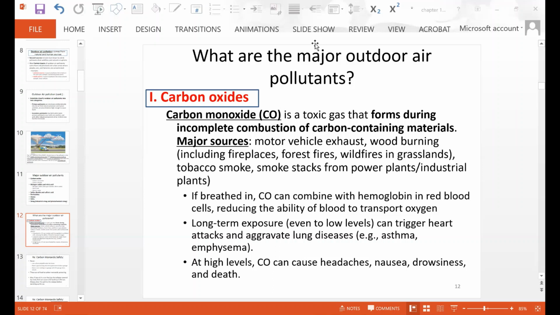If breathed in, carbon monoxide can combine with hemoglobin in red blood cells and reduce the ability of that blood to transport oxygen. Long-term exposure, even if it's low levels, can actually trigger heart attacks and aggravate lung diseases like asthma and emphysema. At high levels, carbon monoxide can actually cause death. Less severe would be headaches, nausea, and drowsiness.